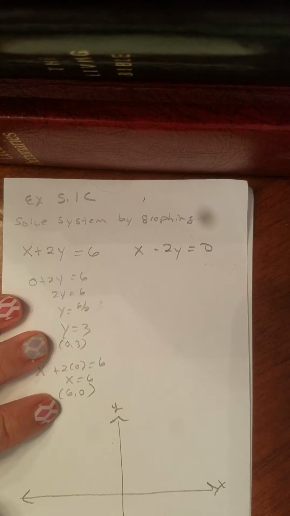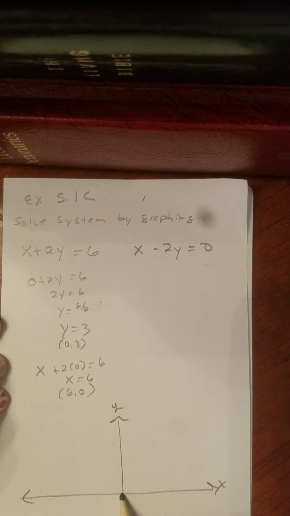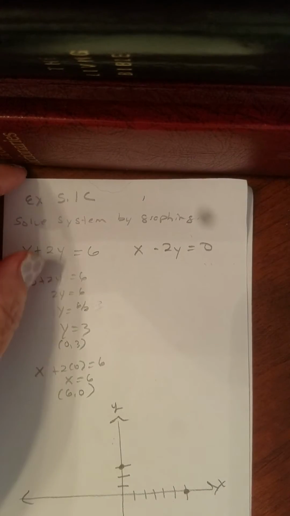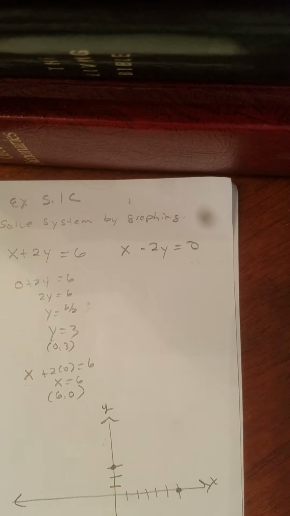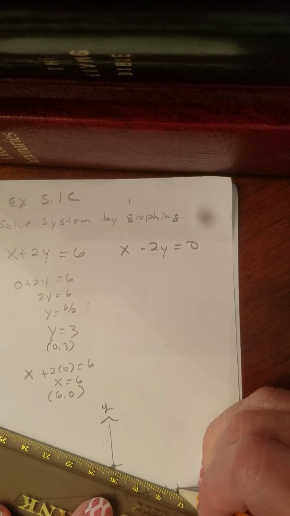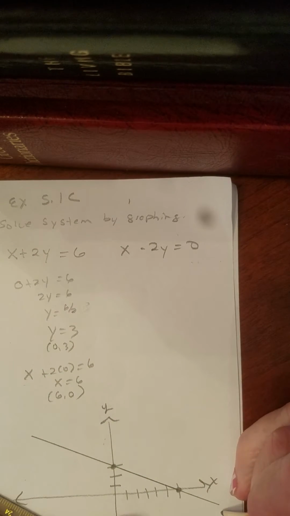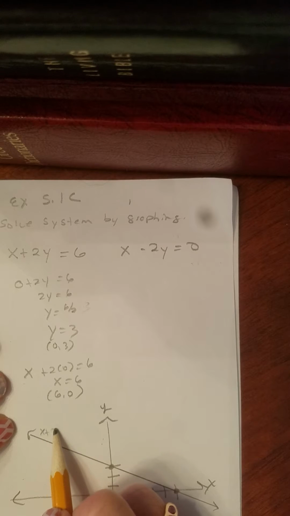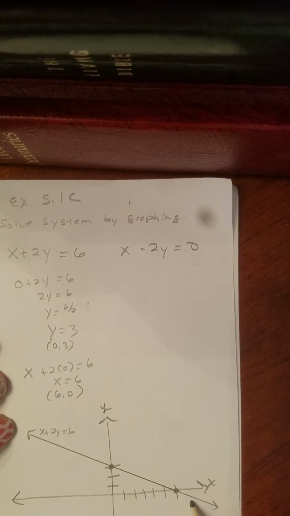I'm going to graph them. So it's going to be 0, 3: 1, 2, 3. And it's going to be 6, 0: 1, 2, 3, 4, 5, 6. Now again, like I said, you need to use graph paper when you're doing these, so to be accurate. And this here, this is the line x plus 2y equals 6. That's that line right there.